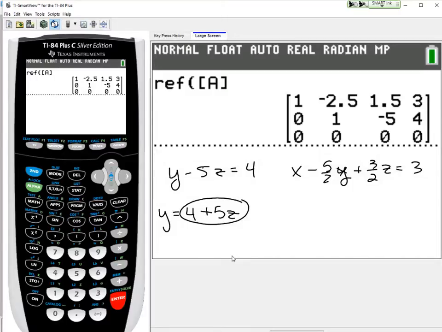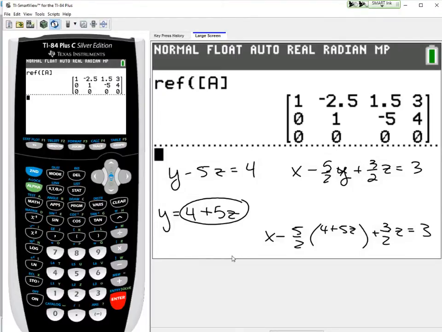How can I get the other part? How can I get my X? You would plug Y into the. Yeah, I'm going to plug my Y value into this Y, and I'm going to solve that. So X minus 5 halves times 4 plus 5Z plus 3 halves Z is equal to 3. Yeah.